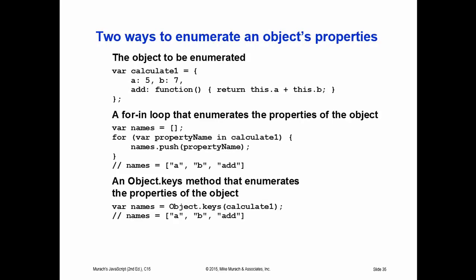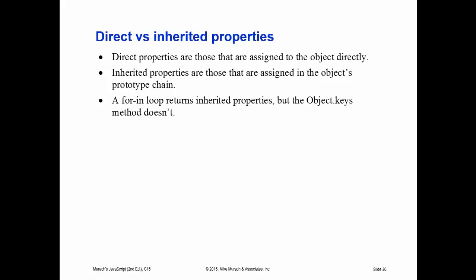So here are two ways to enumerate an object's properties. You can use the for-in loop, or you can use the Object.keys method. Let's talk for a second about direct versus inherited properties. As you can see, direct properties are those that are assigned to the object directly, hence the name. Inherited properties are those that are assigned in the object's prototype chain, so it may be assigned to a parent and cascade down.